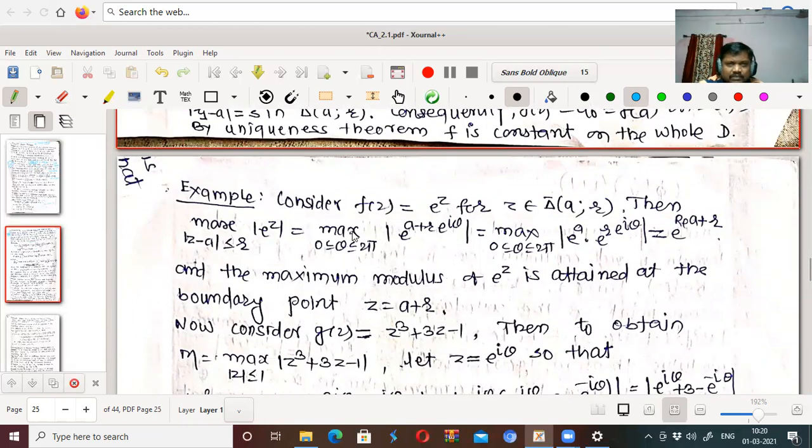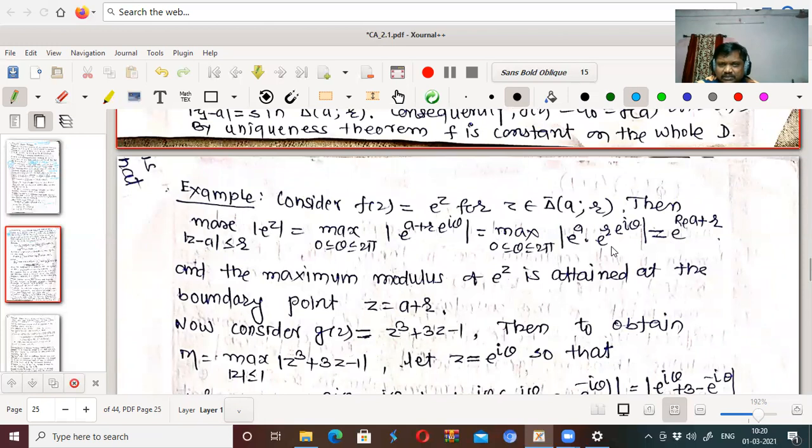Suppose we consider a function f of z equal to e to the power z for z in the disk having center at a, radius r. Then the maximum over the circle having center a and radius r of e to the power z is equal to the maximum over theta between 0 to 2 pi of e to the power a plus r e to the power i theta, equal to the maximum of e to the power a, just separate.